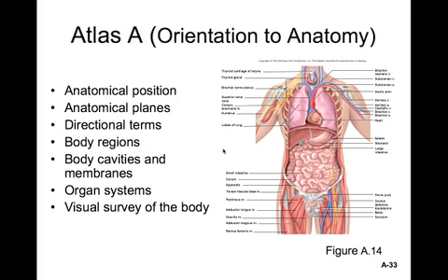Atlas A also includes a visual survey of the body, many different great colored plates of muscles, nerves, veins, and arteries. I'm not going to include them in this presentation, but do spend some time looking through Atlas A in your text.